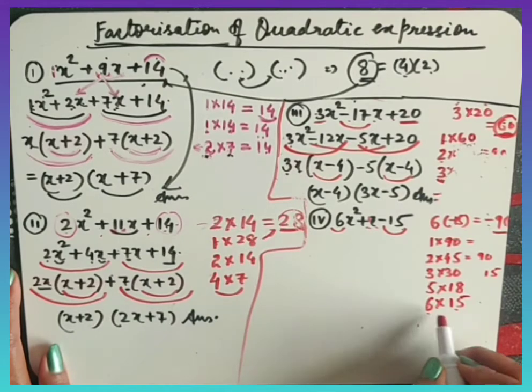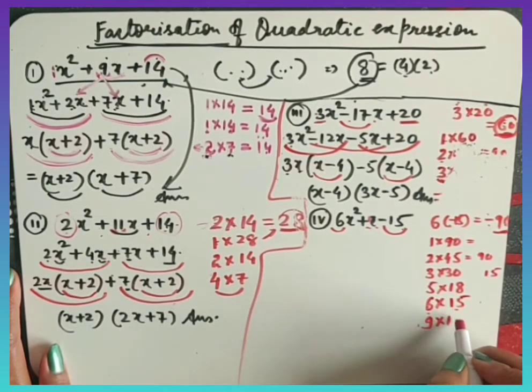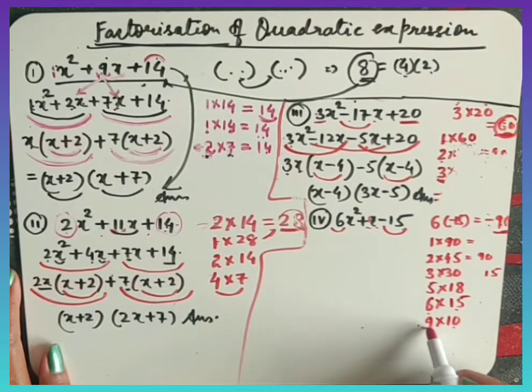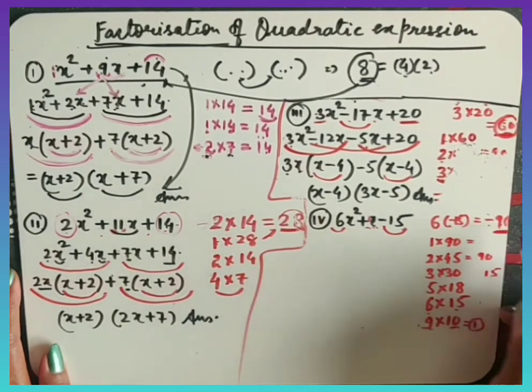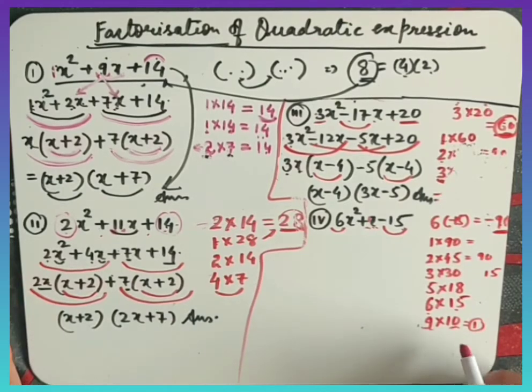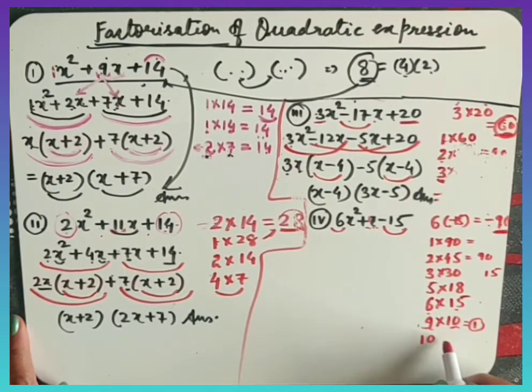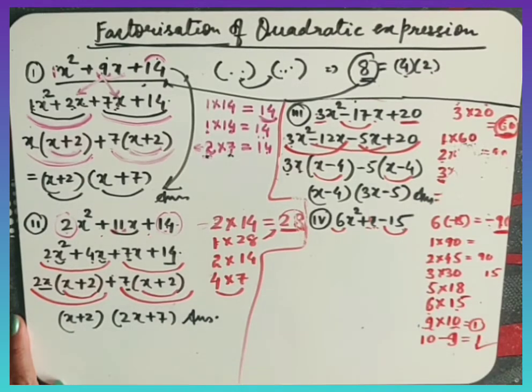Now 7 is not a factor of 90, 8 is not a factor of 90, but 9 is a factor of 90. 9 multiplied by 10 will give you 90, and I can see 9 taken away from 10 will give you 1. Now think about how we will arrange these two terms so that we get plus 1x and minus 90 by multiplying. Now I can arrange 10 minus 9, it will give us 1. Here problem solved.